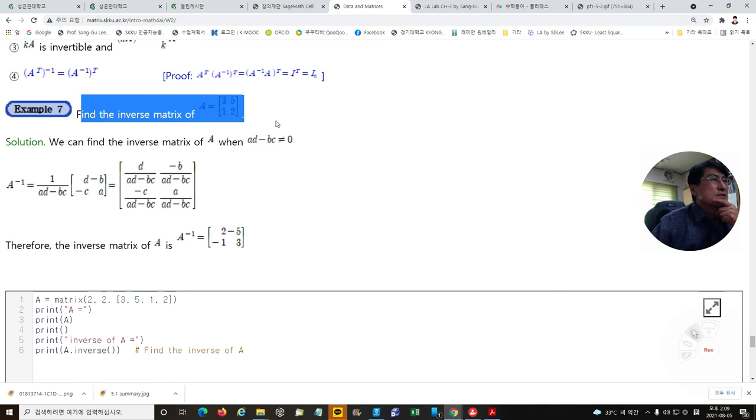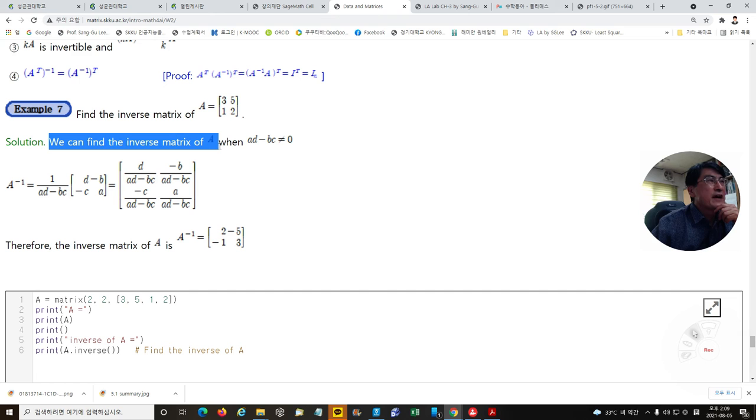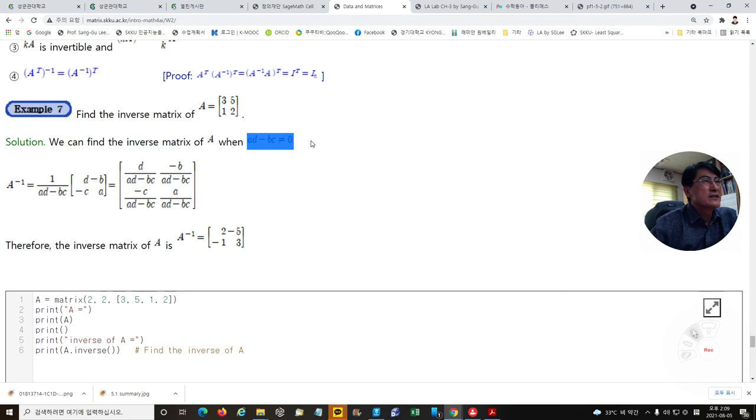Okay, next, find the inverse matrix of A. We have learned how to find the inverse matrix of a 2 by 2 matrix A, which is ABCD, when AD minus BC is not zero. Then A inverse is defined in this way. If you multiply this matrix with ABCD, then you will see it is an identity matrix.